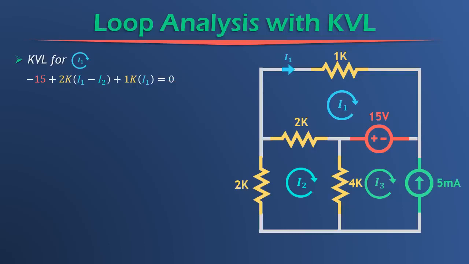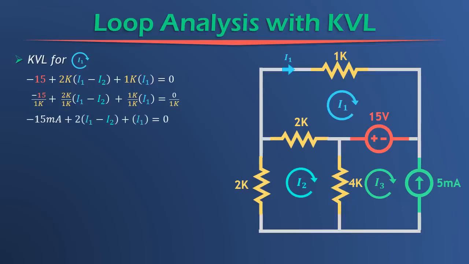And so now a good next step for us is to look at these resistance coefficients here of 2K and 1K and find the greatest common factor between the two of them and then divide by that. So in this case, we're going to divide by a 1K. So let's divide everything in this equation by 1K and then simplify further. So here's what we get.